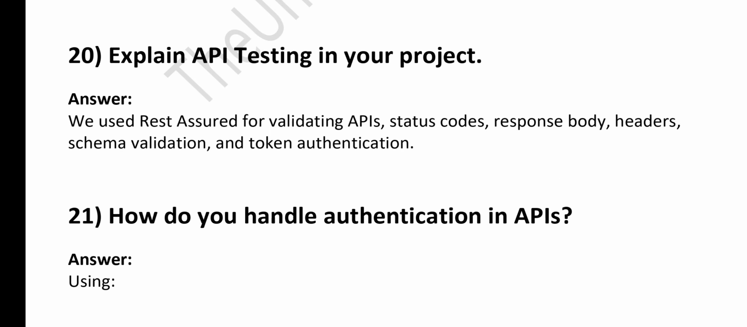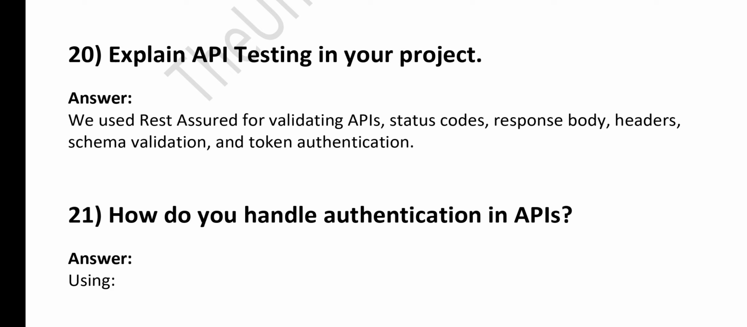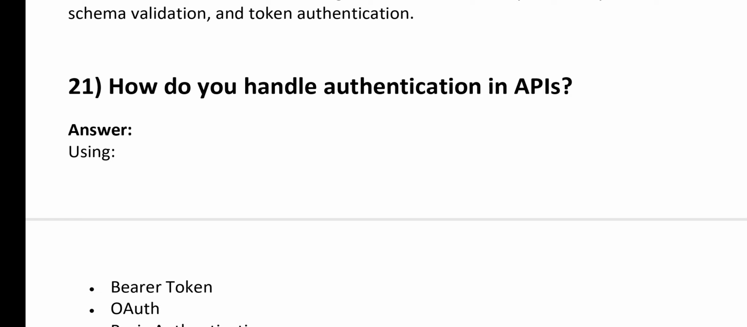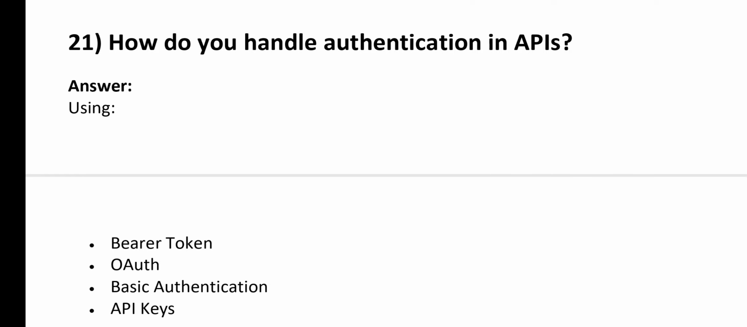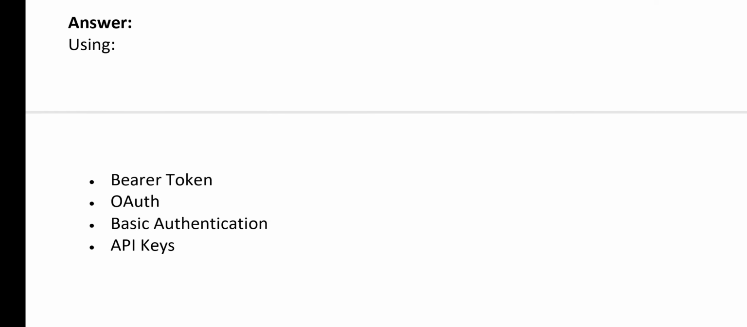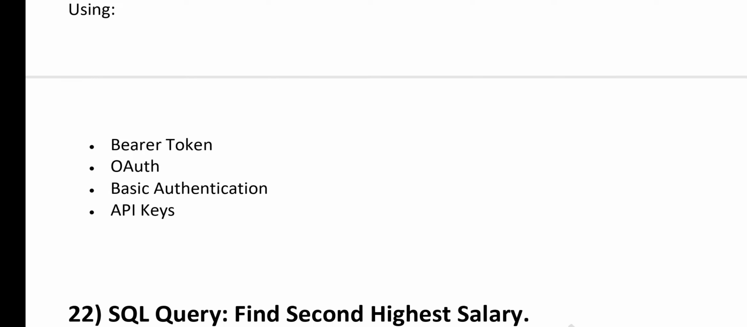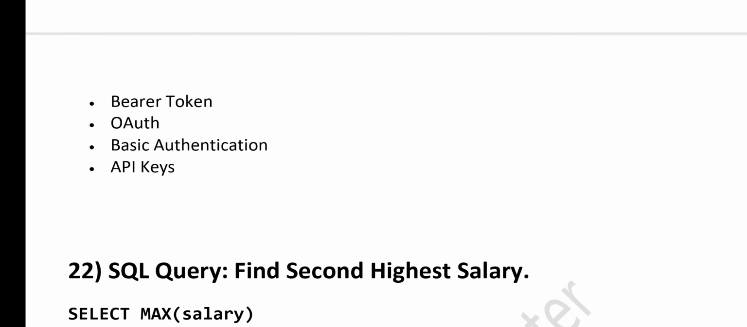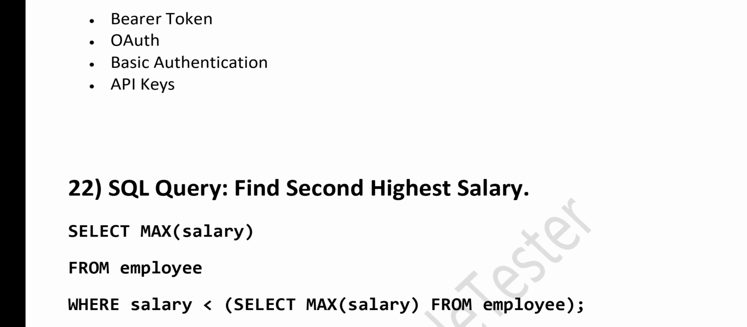The next topic comes explain API testing in your project. We used REST Assured for validating APIs, status codes, response body, headers, schema validation and token authentication. Okay, so the next comes how do you handle authentication in APIs? By using bearer token, OAuth mechanism, basic authentication and API keys.